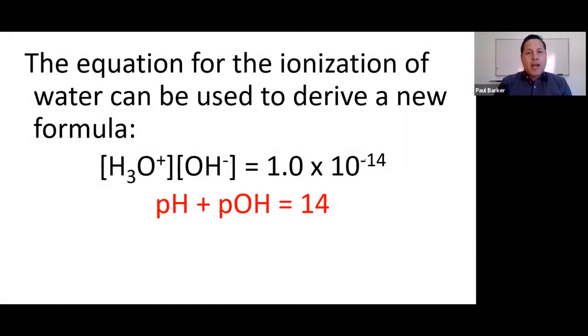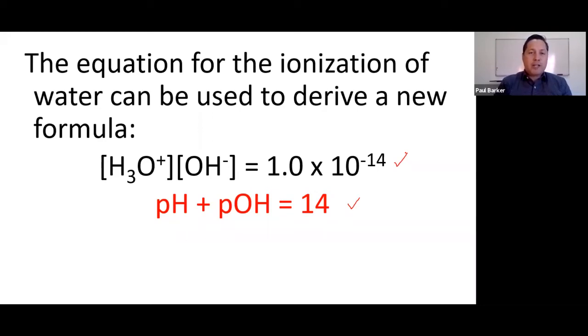Next, let's take a look at the formula for ionization of water and how we can use it to derive a new formula. A new formula here in red is pH plus pOH equals 14. Now that is the same formula as the ionization of water. If we get the negative log of the hydronium ion, that's going to give you the pH. The negative log of the hydroxide ion is going to give you the pOH, and the negative log of 1.0 times 10 to the negative 14 gives you 14. So as you can see, the top formula here in black and the bottom formula here in red are the same formula after you take the negative log of each of those values.